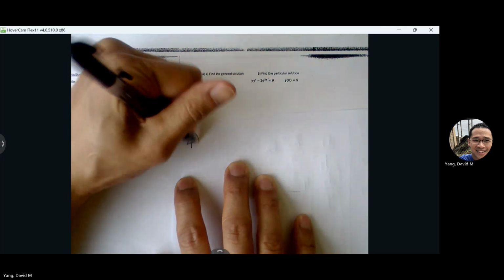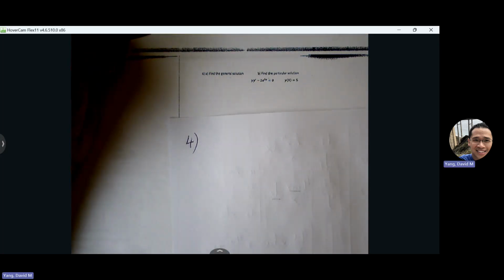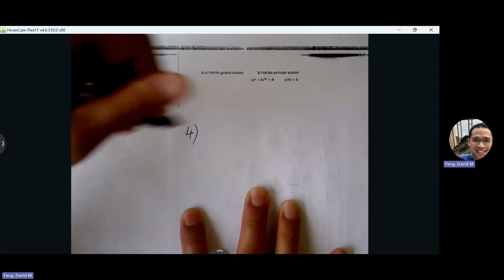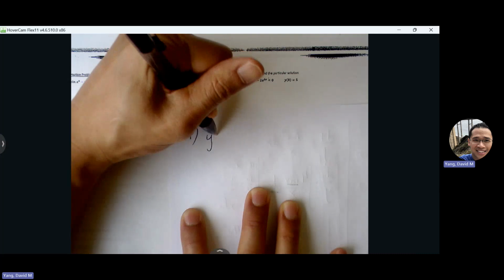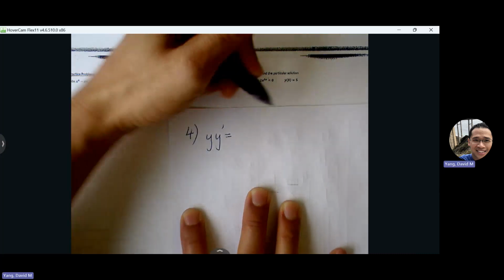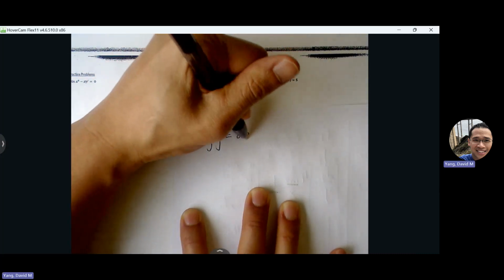All right, number 4. This one, we are expected to find a particular solution because there's an ordered pair that can help us solve for C. But one thing at a time, let's work on getting the general equation first.